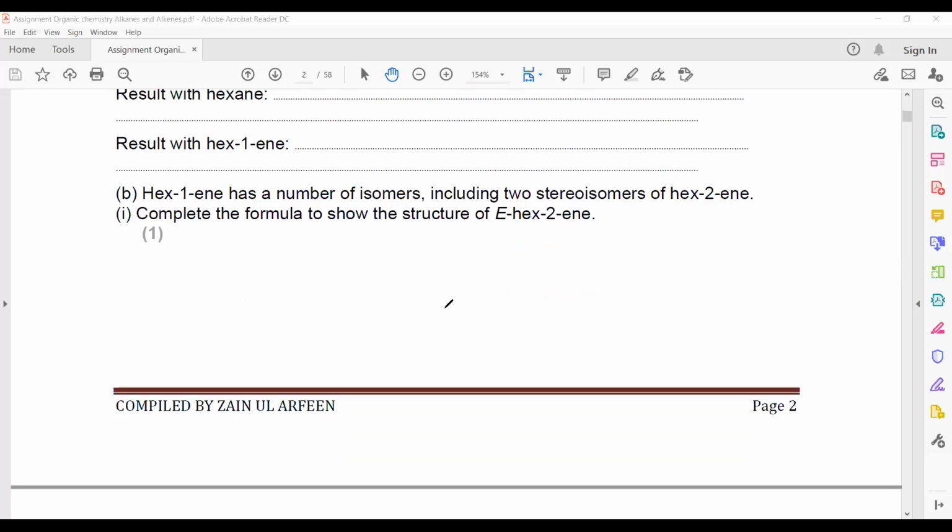So first, to draw this, what we can do is draw C double bonded with C. You can use a wedge and a dash to explain this, or you can just draw arrows to show the direction of the bond. It's up to you. Both ways are acceptable.